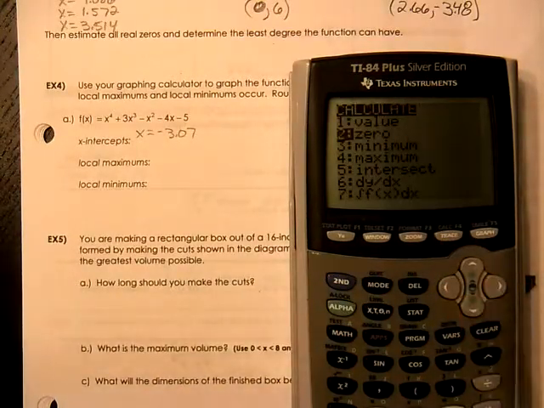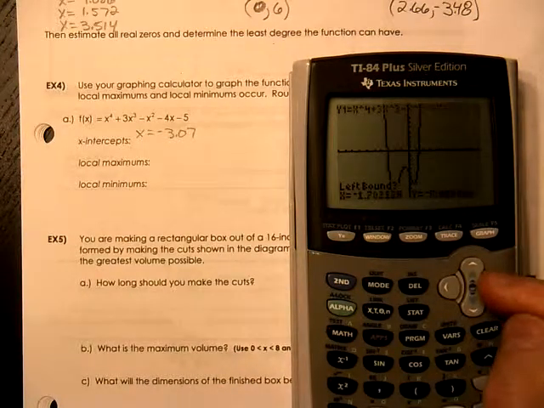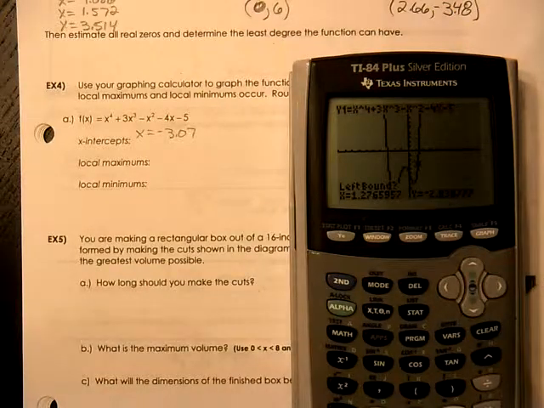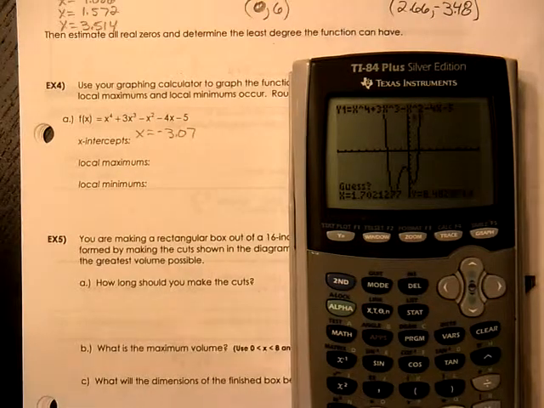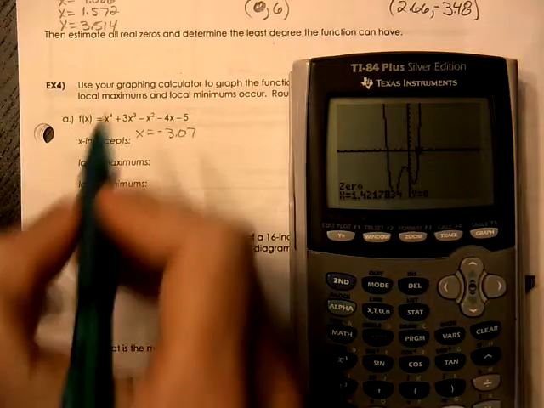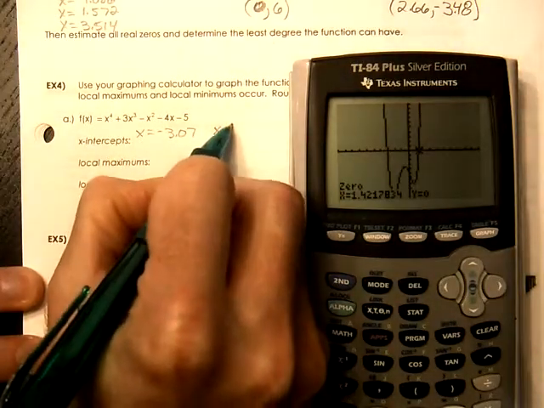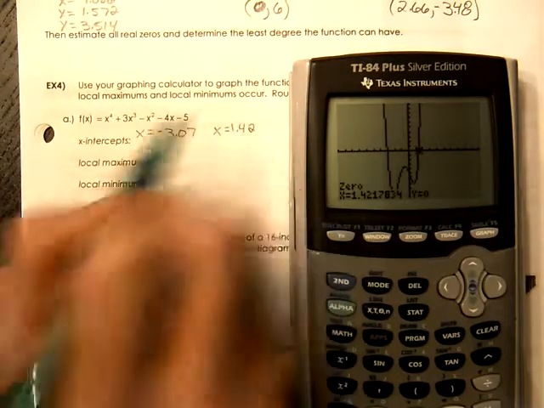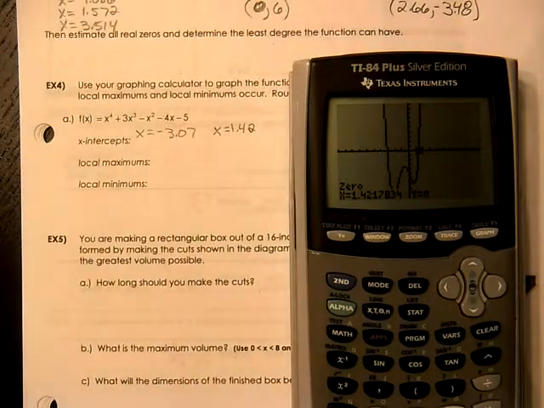We have another 0 on this side of the graph. So we'll curve over. Remember, we want to stay to the left of it, so that's anywhere below it in this case. And then to the right. And you can get as close as you can, that would be fine. And hit enter. And our second x-intercept is 1.42.